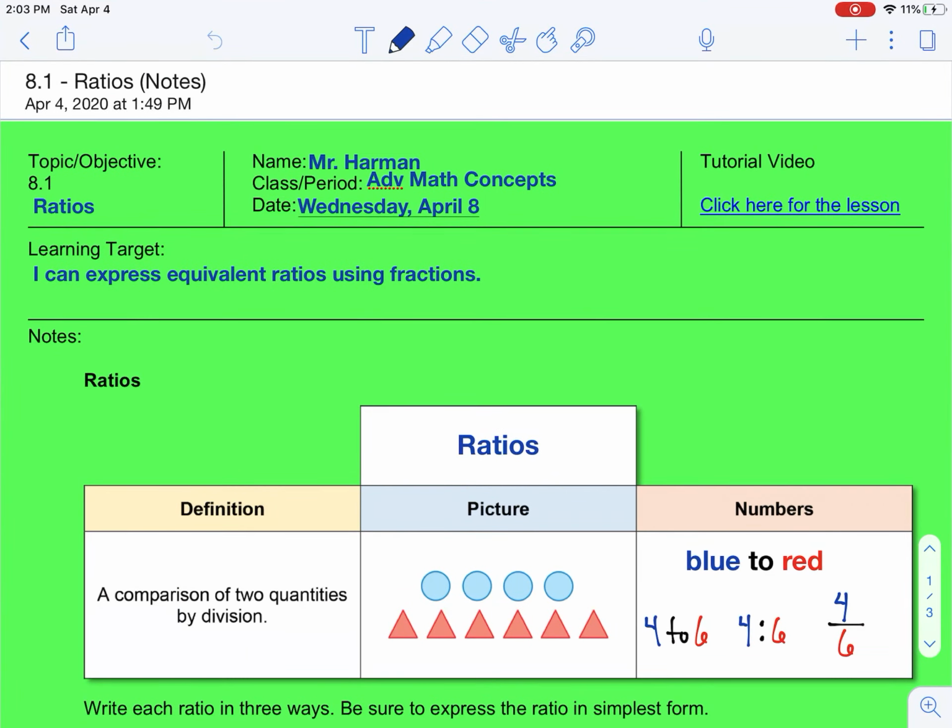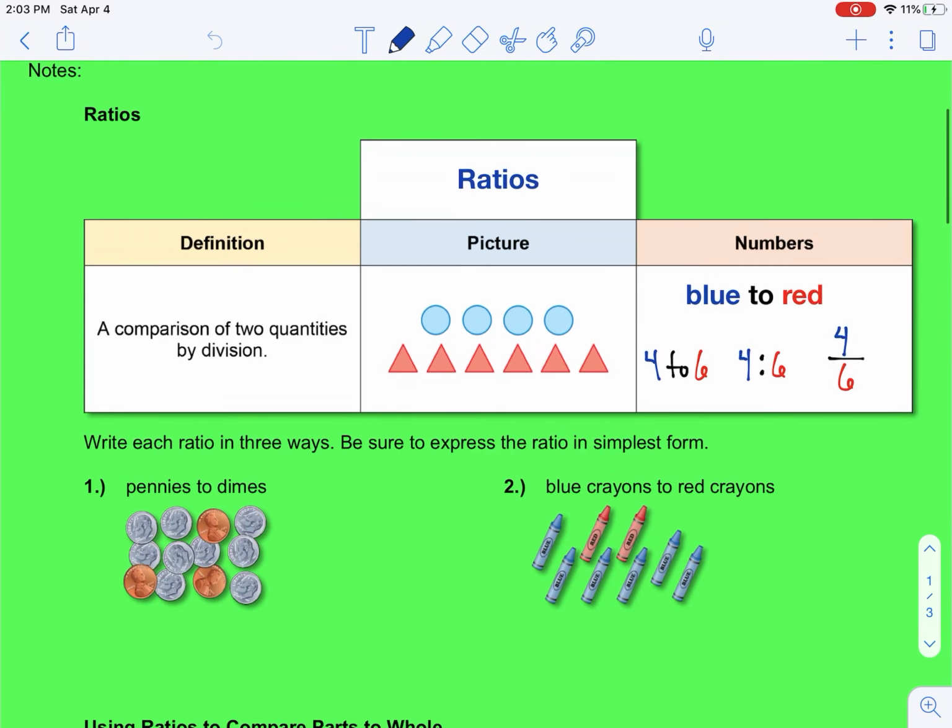Alright, our first lesson in Unit 8 is on ratios. Our learning target is: I can express equivalent ratios using fractions. So this will be pretty easy stuff for today, kind of a nice little break. A ratio is a comparison of two quantities by division. Quantities is just a number of something. In my picture, the two things I'm comparing are blue circles and red triangles.